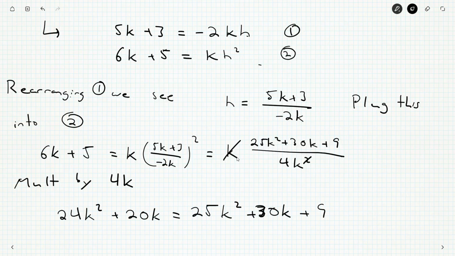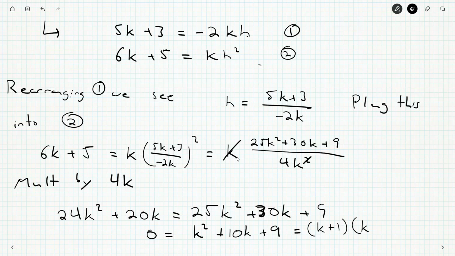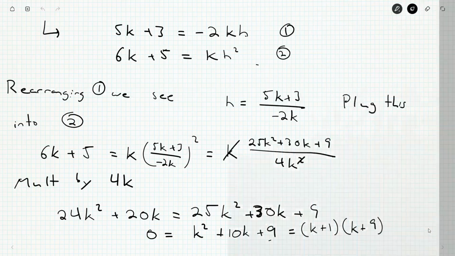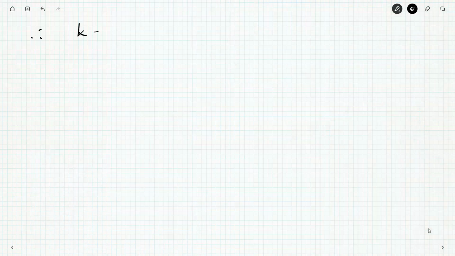And now we've got the makings of a nice little quadratic equation. Bringing everything over onto the right side, 25 minus 24 is just going to be 1k squared. 30 minus 20 is 10k. We'll have plus 9. And this can be factored as (k plus 1)(k plus 9), because 1 and 9 add up to 10. So that should tell me k is minus 1 and k is minus 9 will do. Those are our only answers. Nice little quadratic, that's fine.